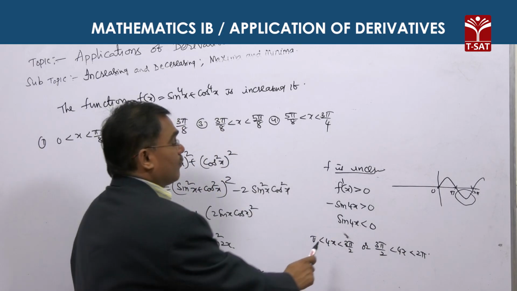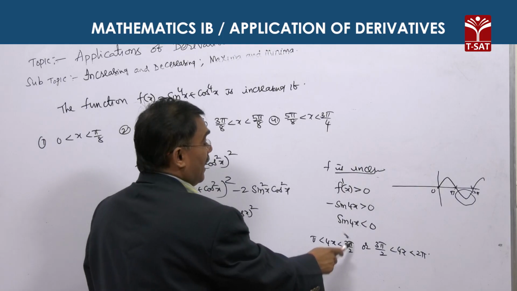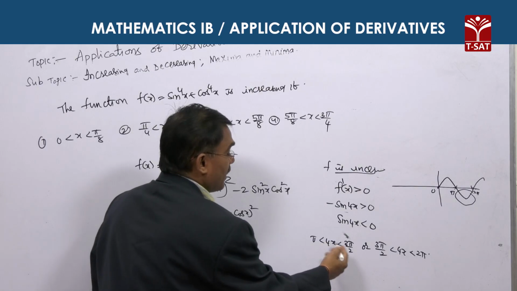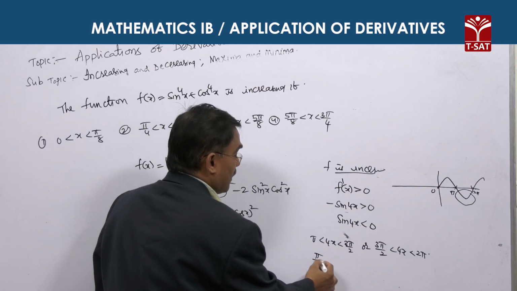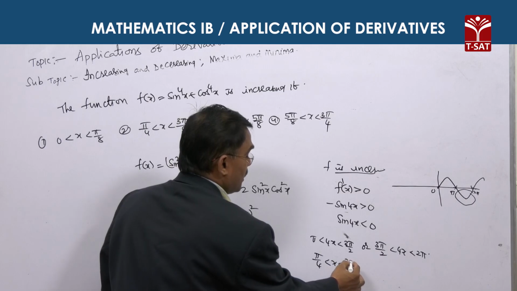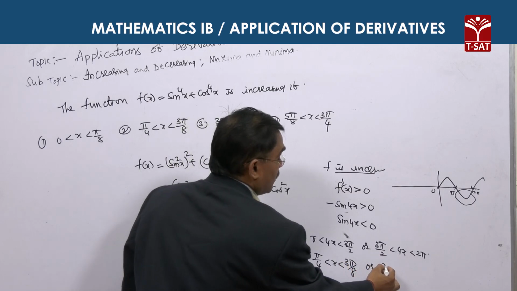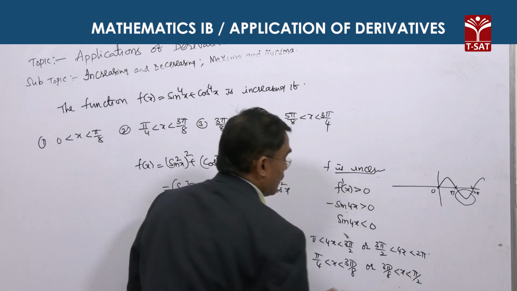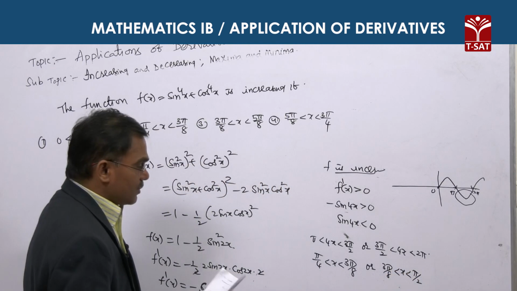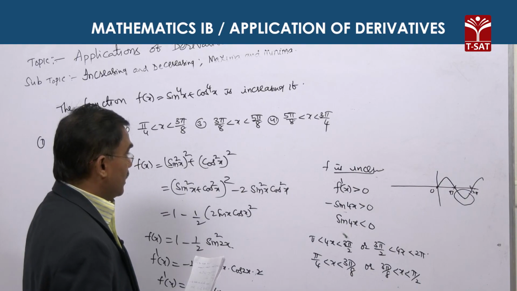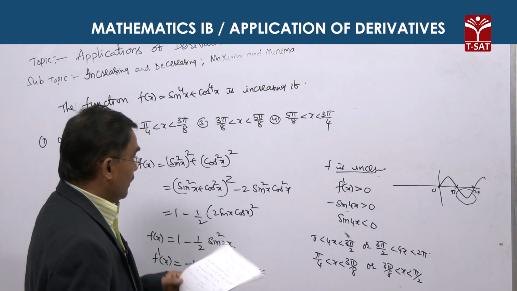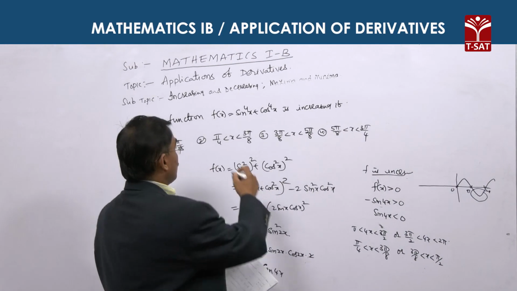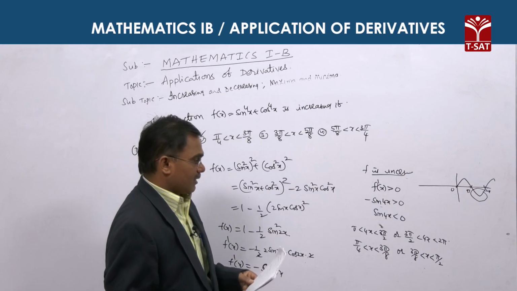Why is there a break here? At 3π/2 this value is 0, and it is strictly less than 0 here. So applying this, dividing by 4, we get π/4 < x < 3π/8, or 3π/8 < x < π/2, can be taken. Therefore f is increasing in the interval π/4 < x < 3π/8 or 3π/8 < x < π/2. So the second answer is correct.